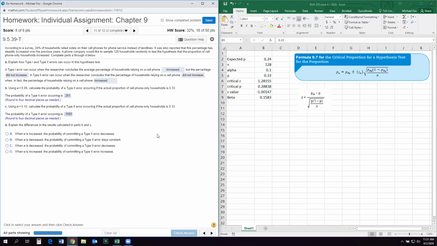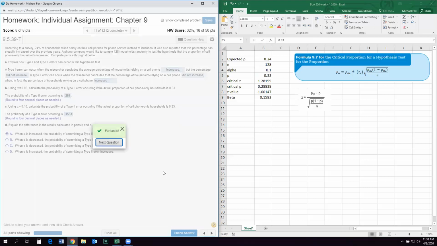And then finally, explain the difference. Again, they want us to recognize an inverse relationship between alpha and beta. So we just look for where it shows an inverse. When alpha is increased, the probability of type 2 error decreases. That's the one. And that's it.